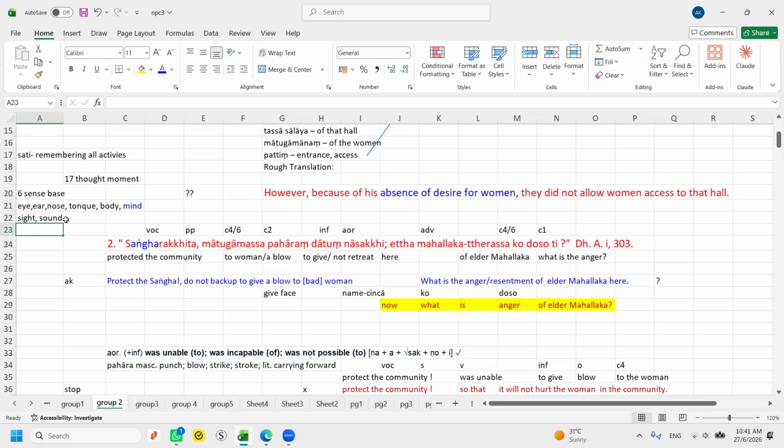So when dosa arises, if you have no sati, you won't know that you have dosa. But if you have sati, you know there is dosa, aversion arising.